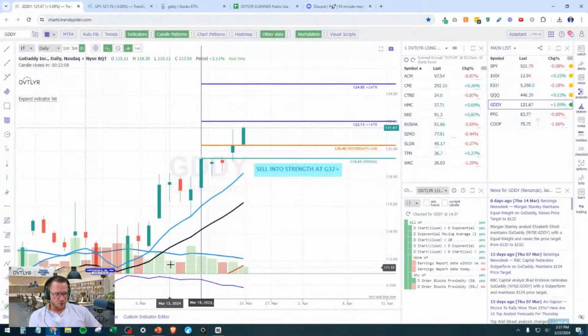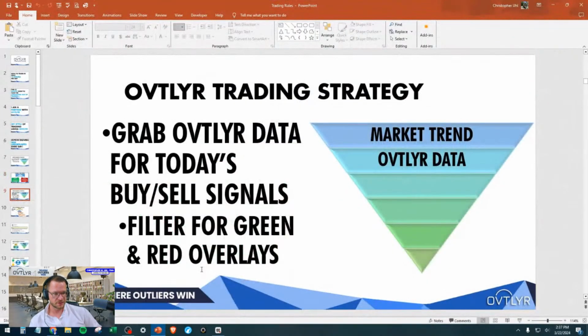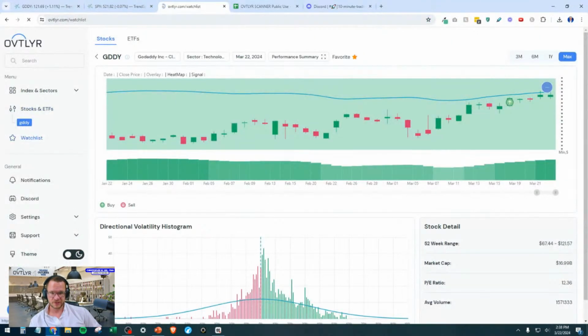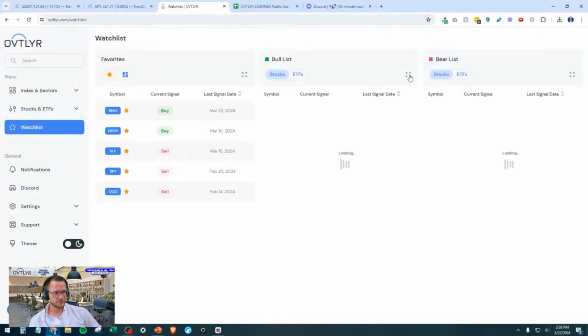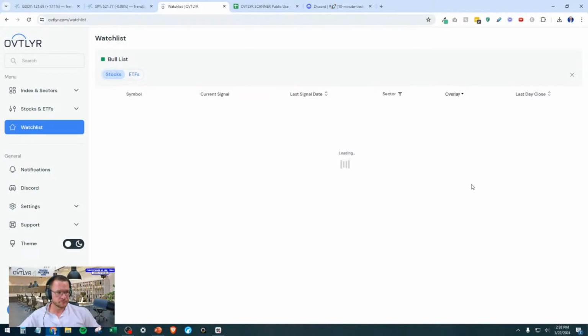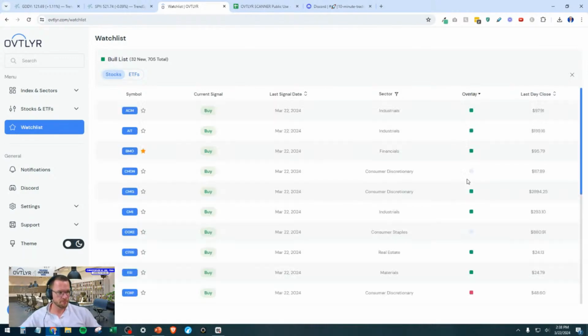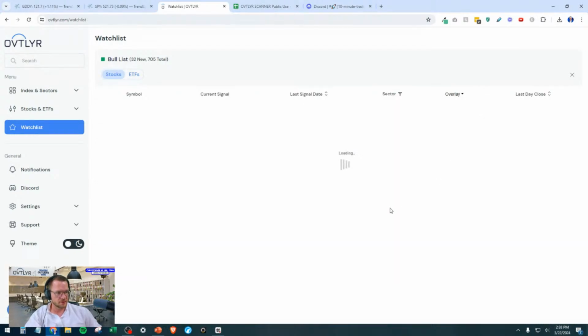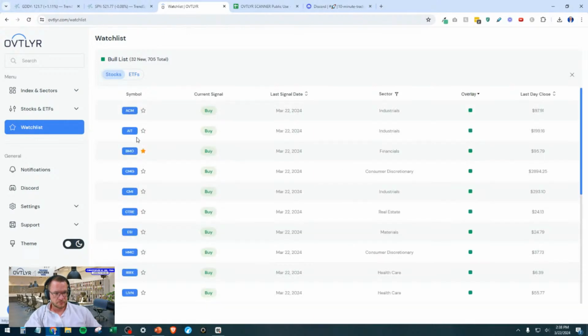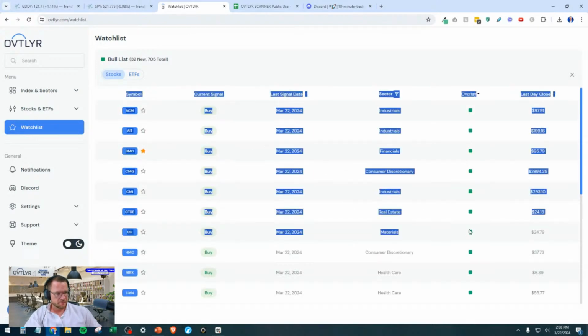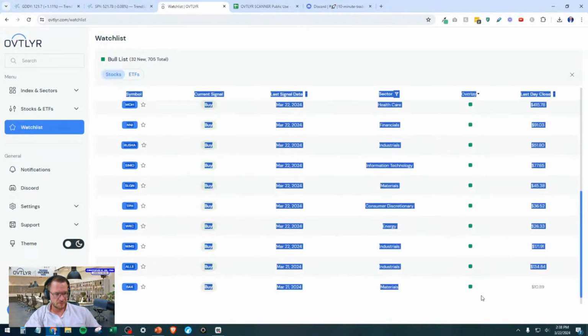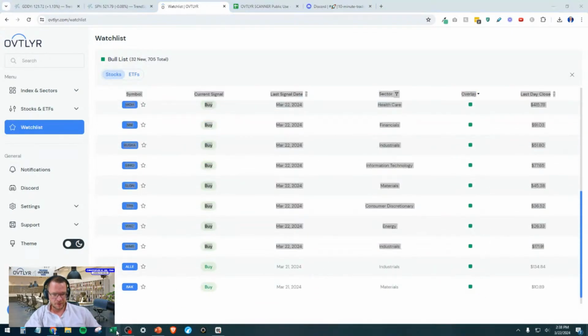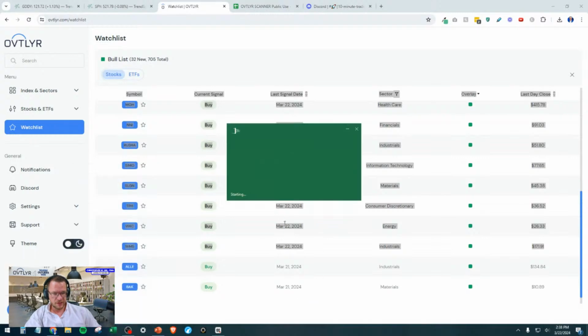Okay. So we're back to just G Diddy. Now let's move on. Next step, right? We reduce risk. Grab today's outlier data and do the filter for the greens. Okay. Overlay, uptrend. I'm going to copy these for today. There's a few. Put them in any old spreadsheet. Really doesn't matter.